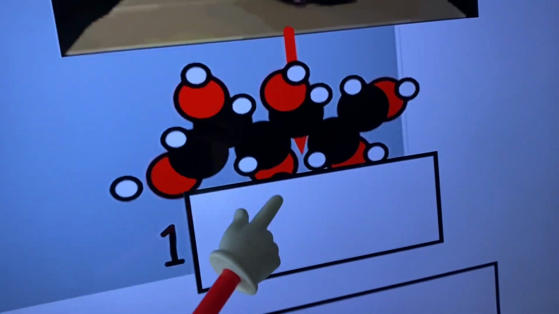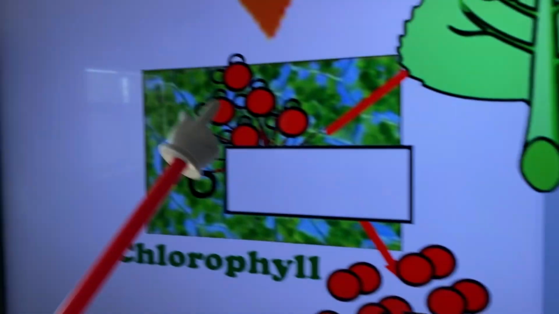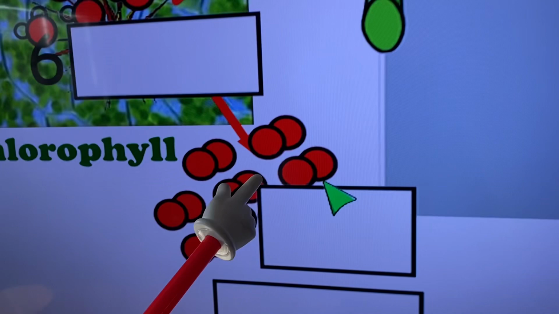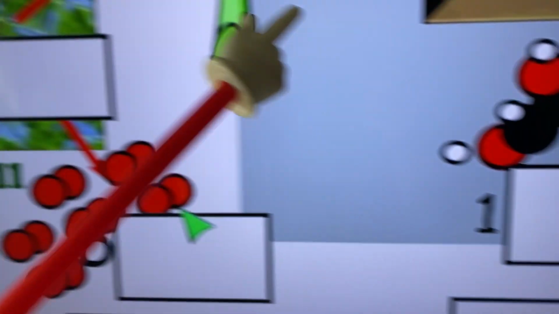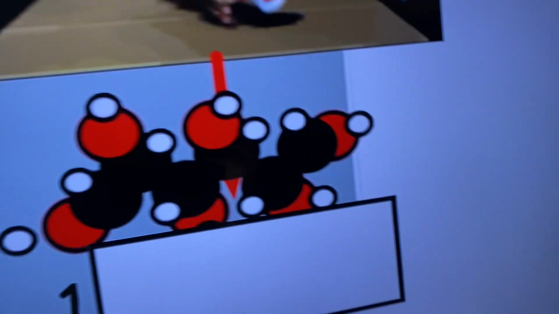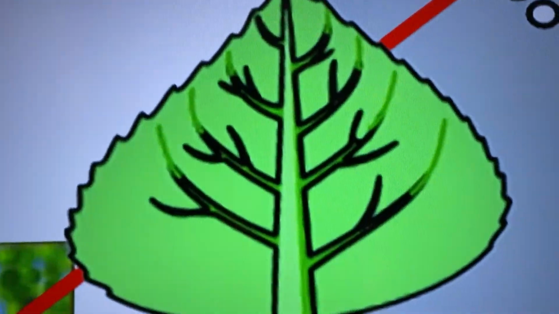So the reactants going in are water and carbon dioxide, and then what do you get out? You get oxygen and glucose. The reactants, products. And then, I don't know if you know this, but every plant can do this fundamental process. We call it photosynthesis.